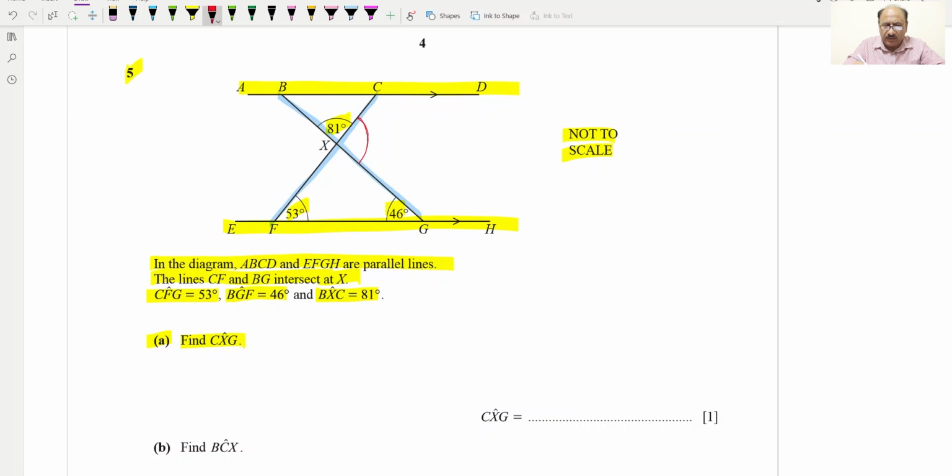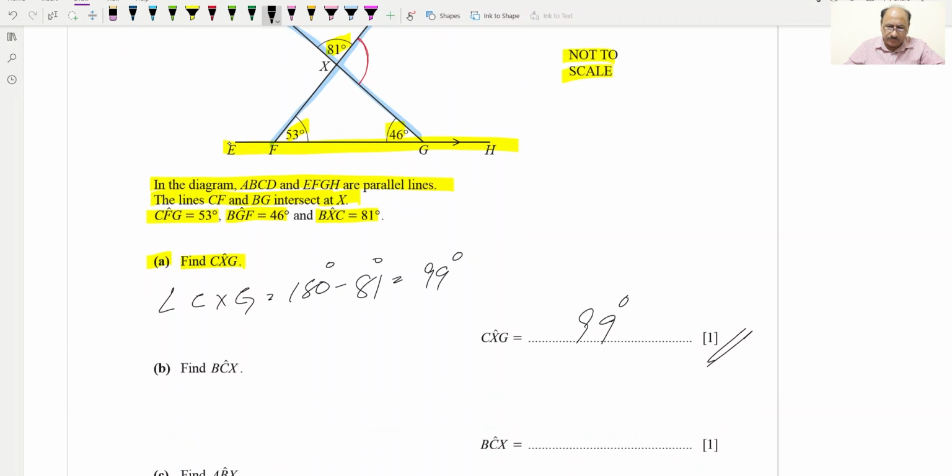BXG is a straight line. So we can say that angle CXG will be equal to 180 minus 81 degrees, and this will be equal to 99 degrees, and this will be our answer because angles on a straight line add up to 180 degrees, so we subtract from 180.